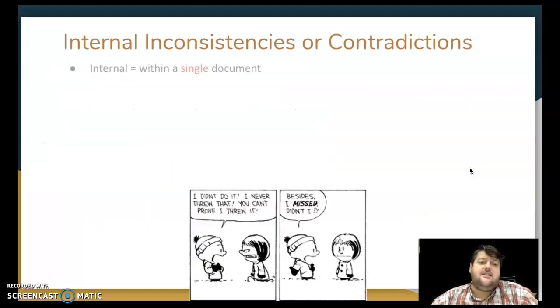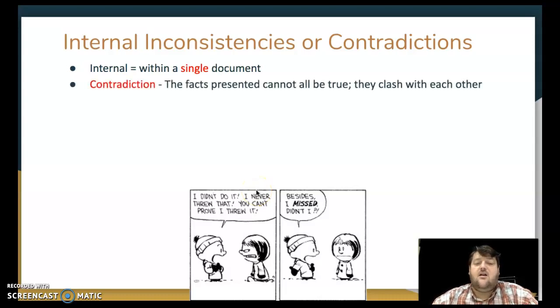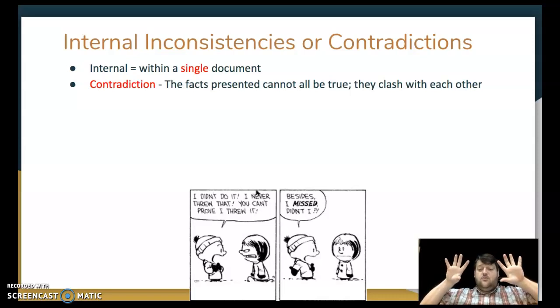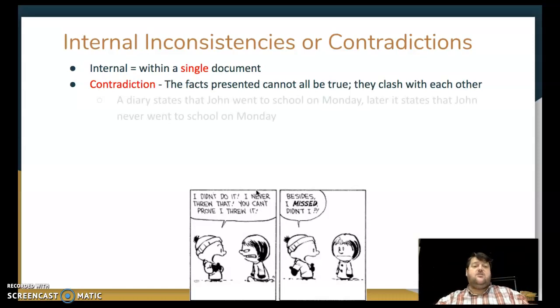Okay? Internal consistency is within a single document. So, I didn't do it. I never threw it. You can't prove that I threw it. Besides, I missed, didn't I? Well, if he missed, he had to have thrown it. Okay? So an internal contradiction is when you have two facts within a document that cannot both be true. Okay? Jim flew to Antarctica on the 20th of January. Jim was home on the 20th of January. They can't both be true. Okay? So if there's something that doesn't jive within a document, it's an internal contradiction.